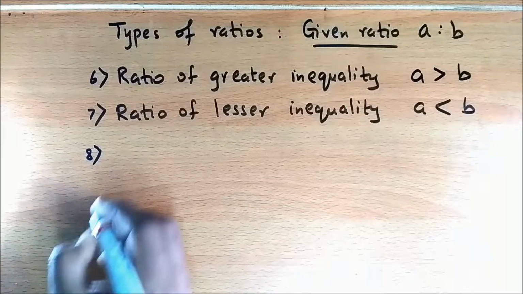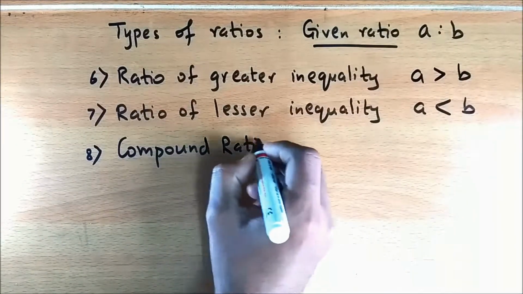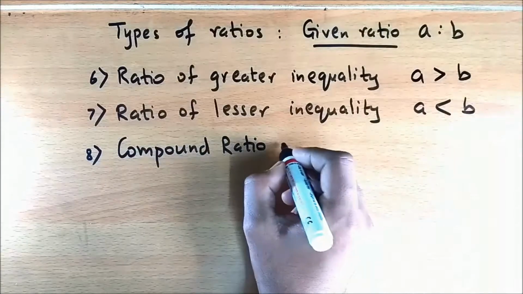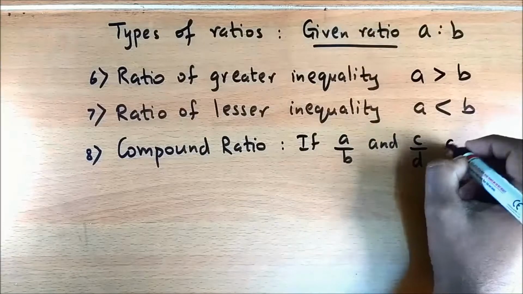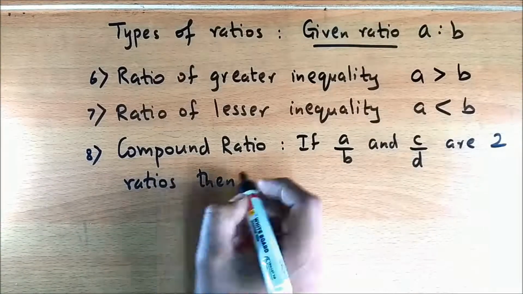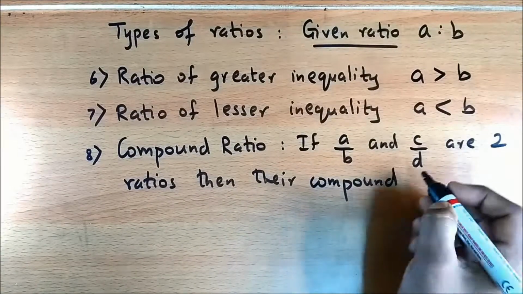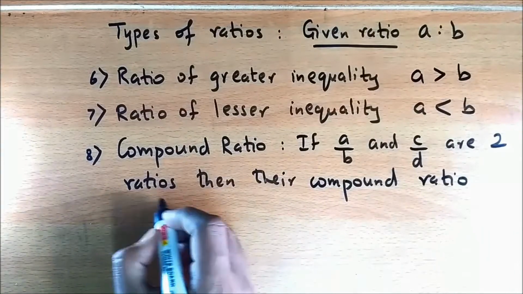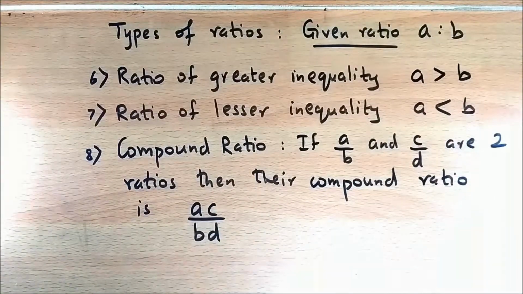The last one is the compound ratio or compounded ratio. Now if you have two ratios, say A is to B and C is to D, that is, A by B and C by D, then the compounded ratio is given by multiplying the numerators and the denominators, so it is AC upon BD. So these are the ratios for you.